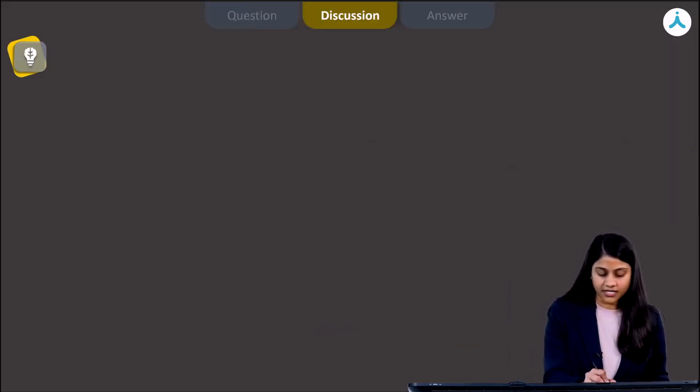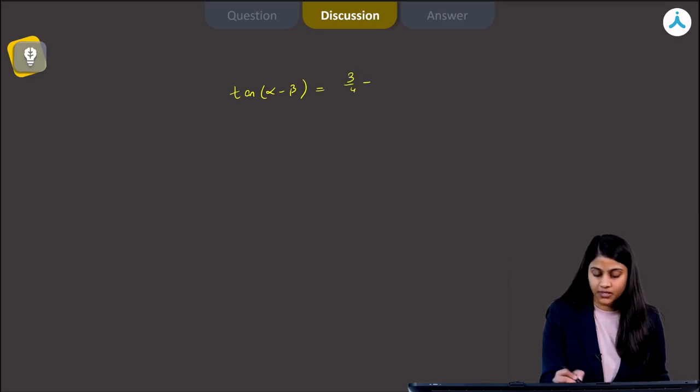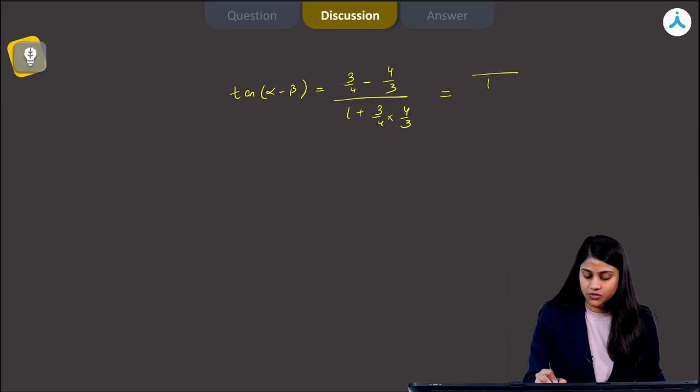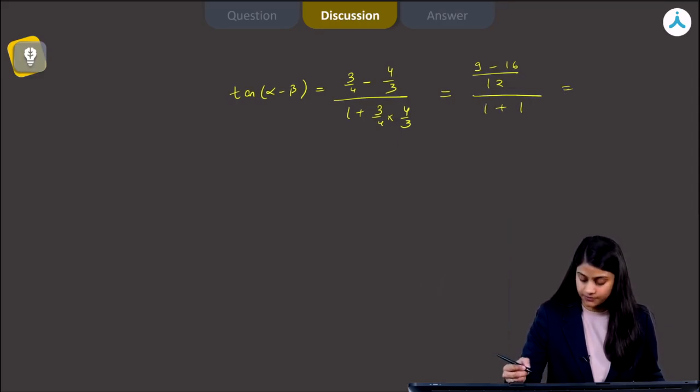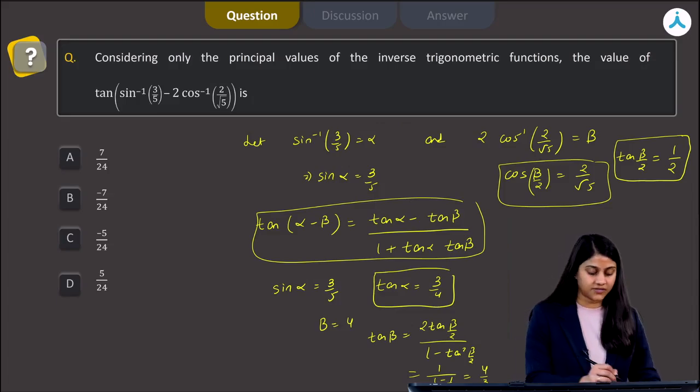So tan of alpha minus beta will be equal to tan alpha is 3 by 4 and tan beta is 4 by 3, divided by 1 plus 3 by 4 into 4 by 3. So now in the numerator we can take the LCM. So 12 is the LCM, and 9 minus 16 divided by 1 plus 1, that is we are getting the solution as minus 7 by 24. So the value is minus 7 by 24, which is given in option B.